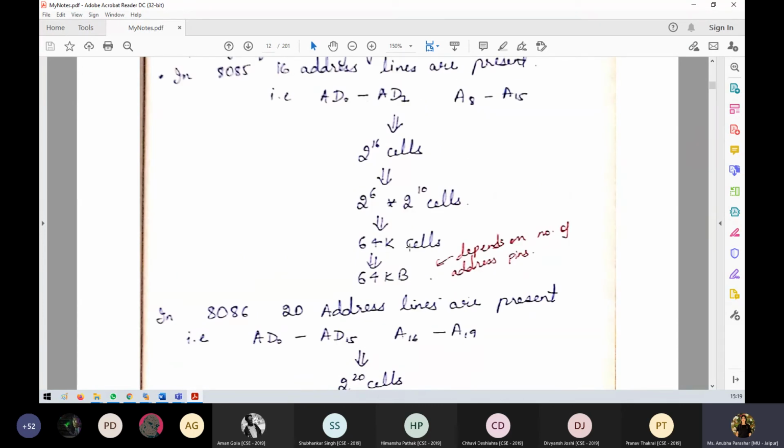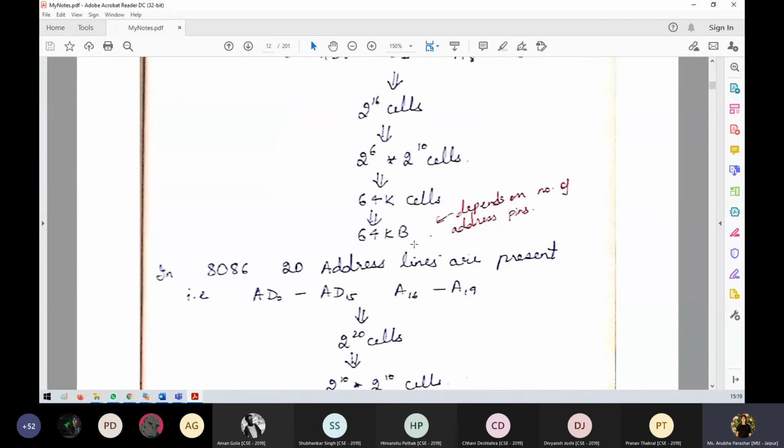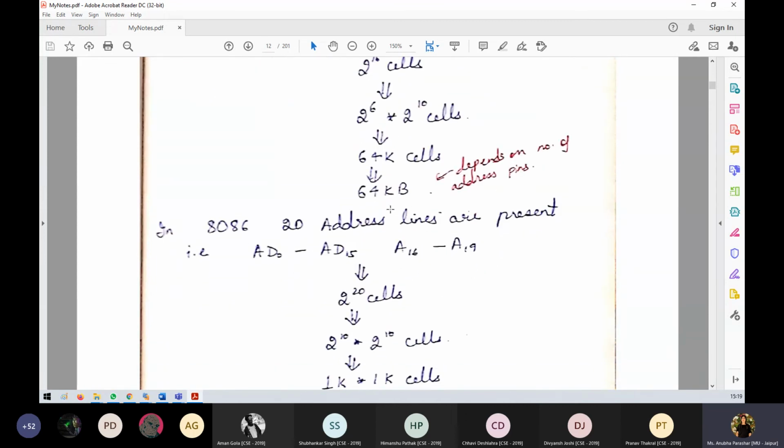If you see 2 raised to the power 10, you get 1024, whereas we write this as K. K means kilo, meaning 1000. So there is a minor difference of 24, but it is manageable. Still we write kilo. Whenever kilo is written, you always take it as 2 raised to the power 10, which is 1024. So when we have 16 address lines, you can always predict it is 64 KB memory. That is how we find the memory.